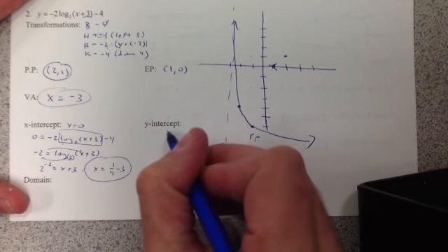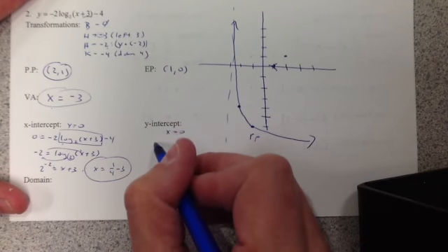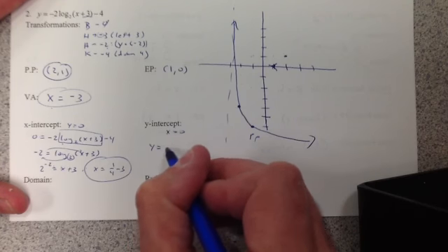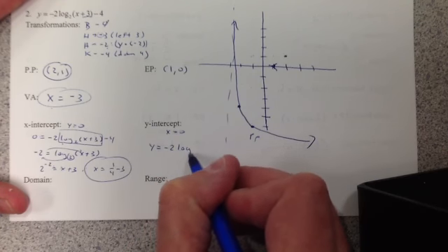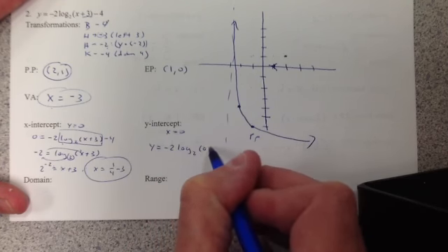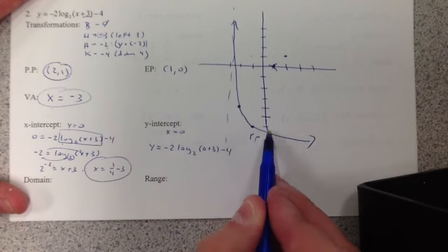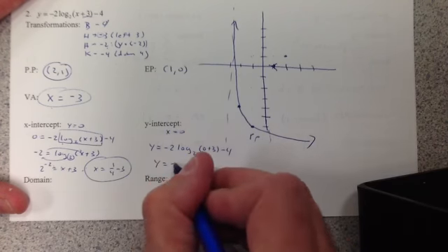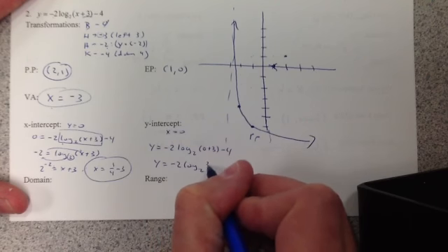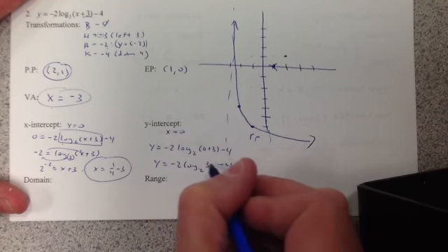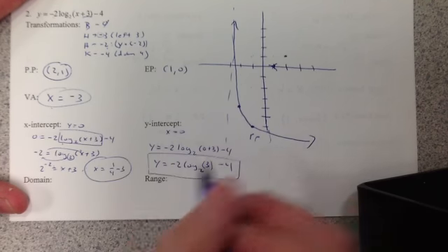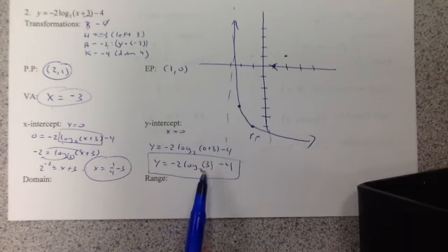To get the y-intercept, let x equal 0. That's easy enough. Y equals negative 2 log base 2 of 0 plus 3 minus 4. We will have a y-intercept this time. It will cross it. We get negative 2 log base 2 of 3 minus 4. I don't know what that is, so we just leave it, okay?